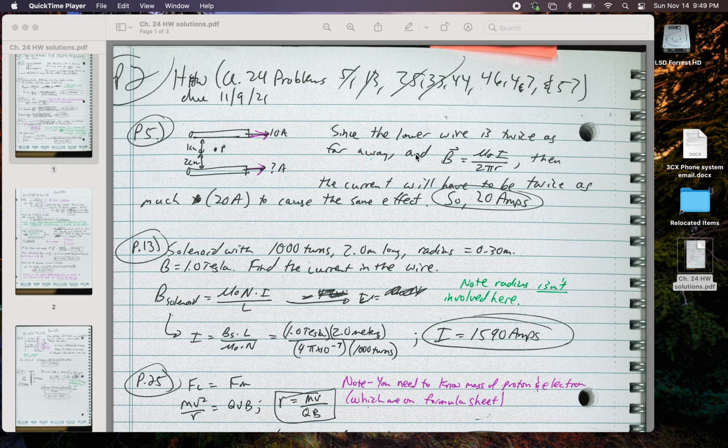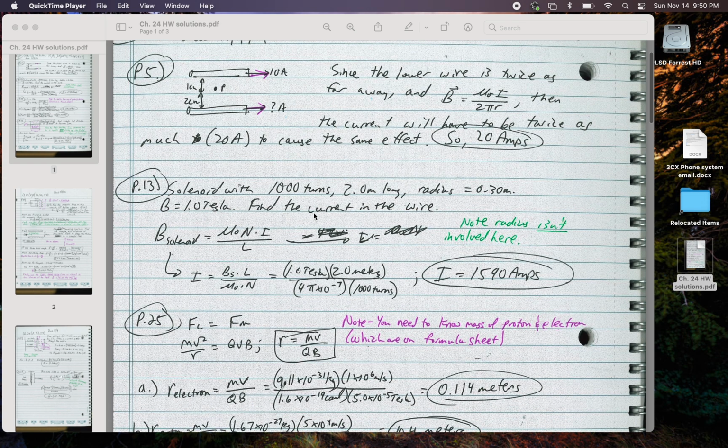So, in this case, you could use this formula to figure out the field strength at a certain distance from the wire, but since this is twice as far away from the bottom wire as the top wire, conceptually you could probably figure out that that would be 20 amps. But you need to at least explain how you get that.